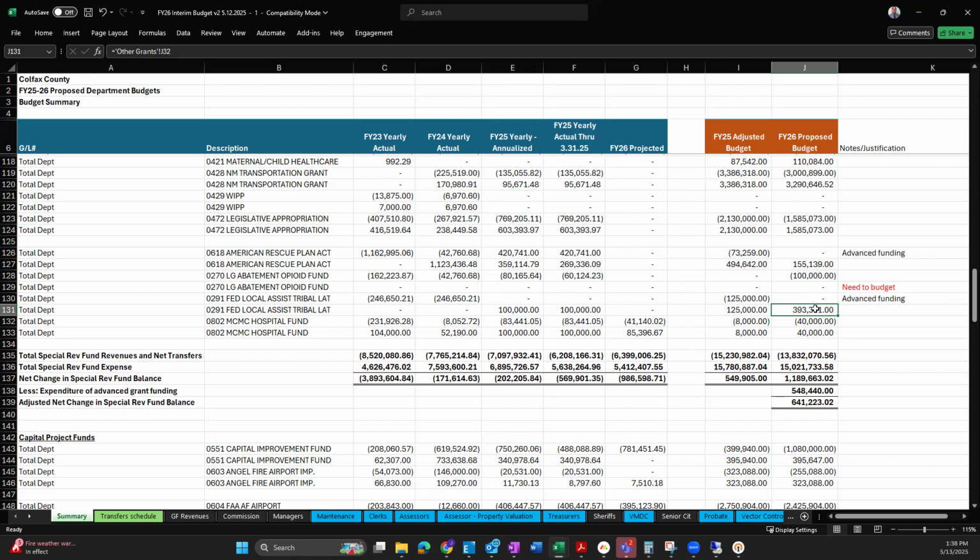And the LATCF has a fund balance of 393,000 currently. Last year, 100,000 was budgeted and spent, but you could potentially budget and spend more.